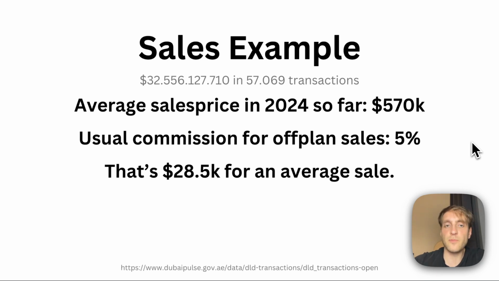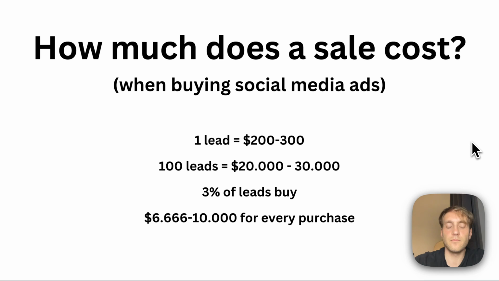Commonly, there is a 5% commission for off-plan sales, can go as low as 2% or as high as 8%, and that makes us $28,000 on average. The most popular acquisition channel for real estate in Dubai is social media ads.